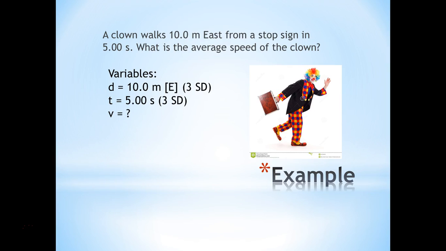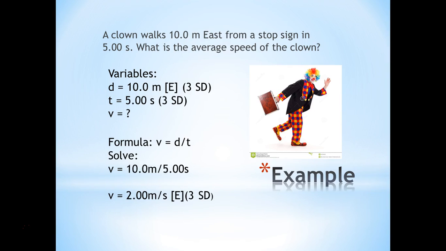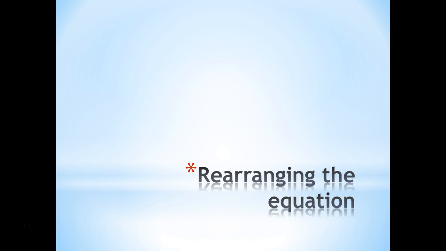So looking at that, I know my answer will have to be in 3 significant digits because that's the lowest amount. I don't know what velocity is. This is what I'm going to find out. Find my formula, which is v equals d over t, and then I solve it. So I put in my numbers, divide, and I get 2.00 meters per second east. I must include the direction for velocity. I also have to have 3 significant digits, so it has to be 2.00. So many rules in physics.